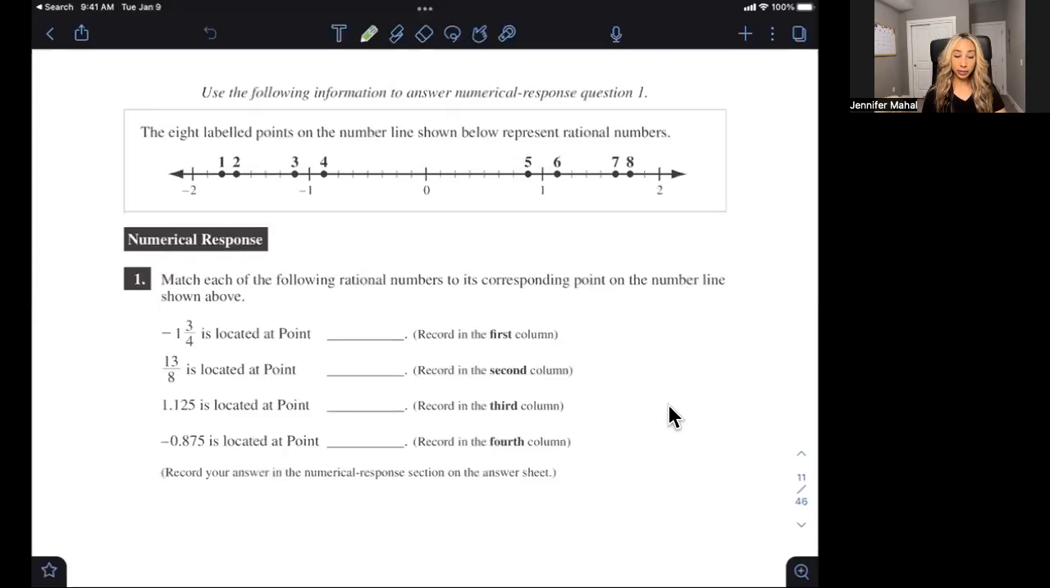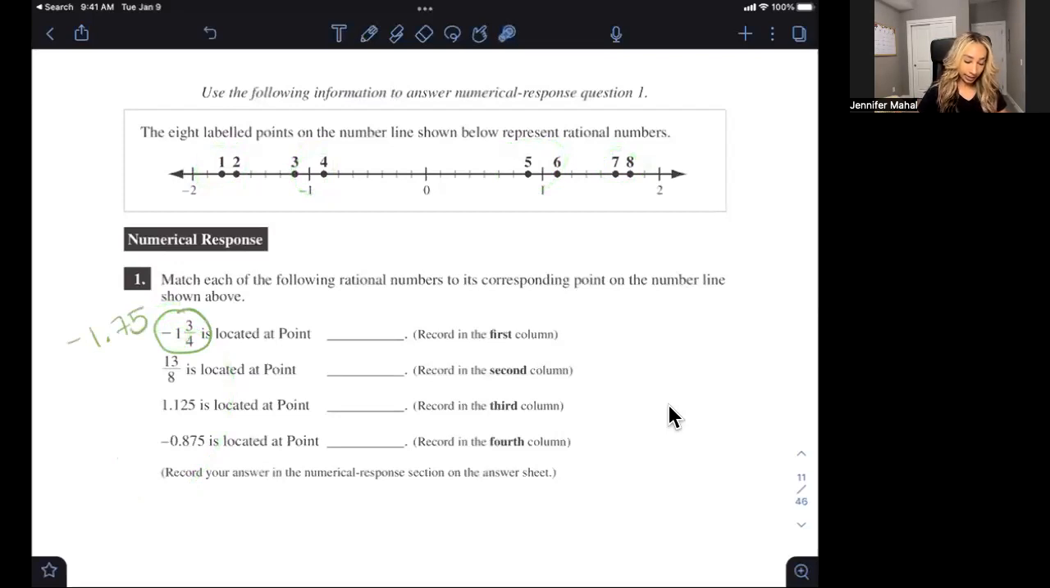Now, it all depends on how your brain wants to see it. For this one, because we're dealing with some fractions here, I think it's going to be best to convert all these numbers into decimals, and then we can place them on the number line. So -1 3/4. The 3/4, if you remember from one of my videos, is going to be 0.75. The only difference now is we have a whole number, so that's going to change this one into -1.75.